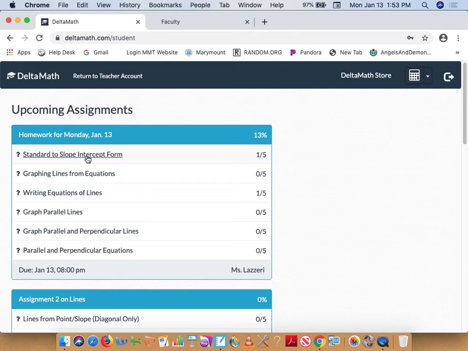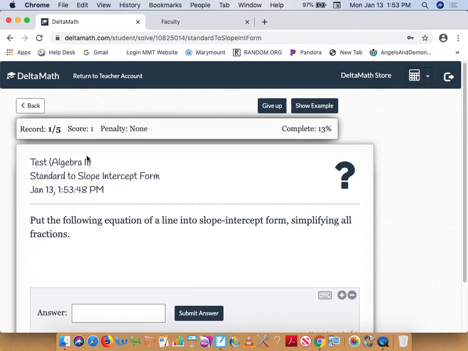So, raise your hand if there's a category you'd like for me to pick and go over, Susan. The first one. All right, so this will be on your quiz, so let's talk about this. Put the following equation of a line into slope-intercept form, simplifying all fractions.